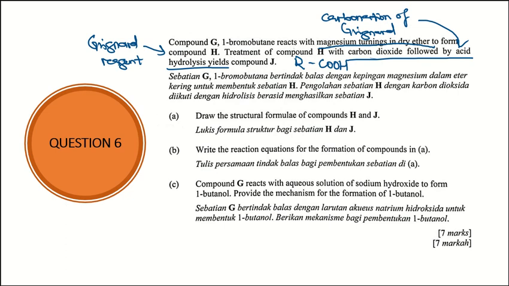Next, let's take a look back at question C. Compound G reacts with aqueous solution of sodium hydroxide, NaOH, to form 1-butanol. Provide the mechanism for the formation of 1-butanol. Now, in this case, you need to remember that the nucleophile in sodium hydroxide is the hydroxide ion, OH minus. So OH minus is a strong nucleophile.